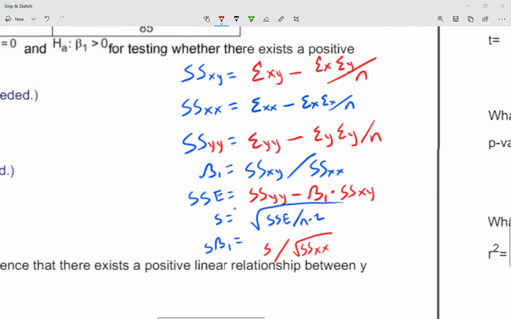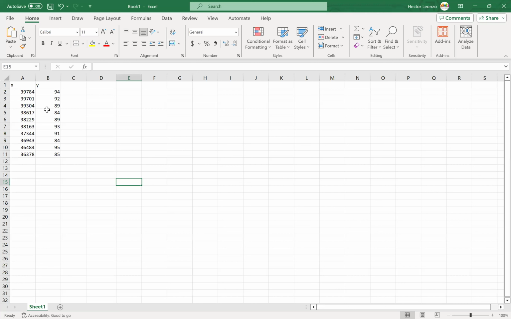So now in Excel, I put in my X and Y values from the table. I'm not going to copy them, I copied them ahead. Notice how I label my X on the top and my Y there. Things that I need: my X times X, my X times Y, and my Y times Y.